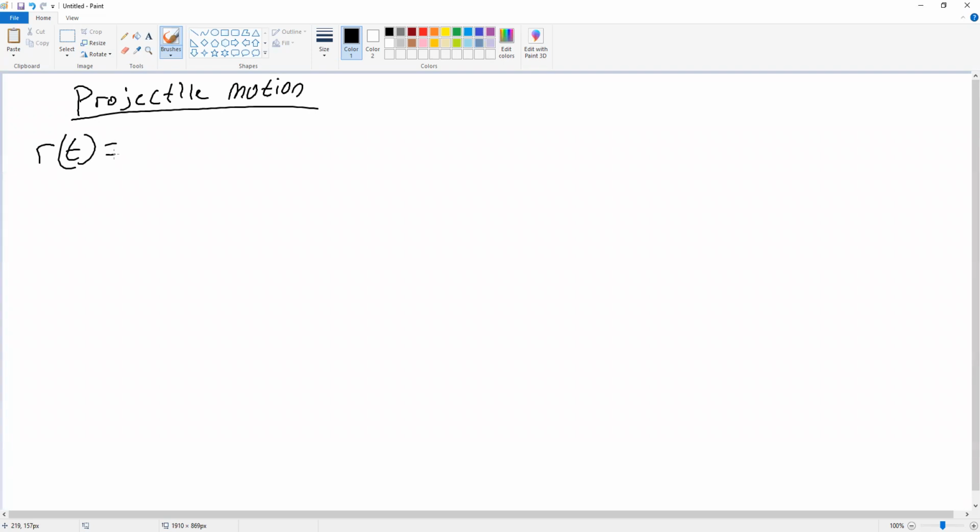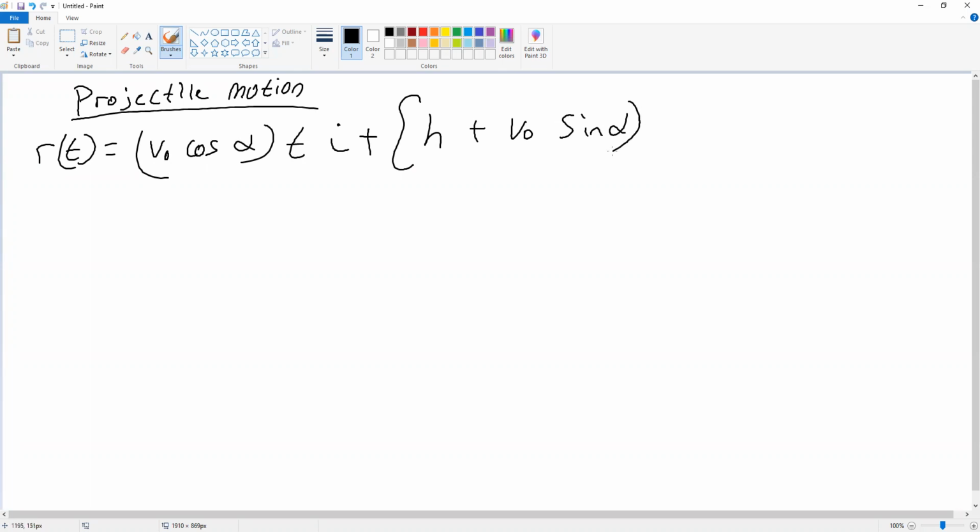Alright, so let's talk about projectile motion. So it's going to be V naught cosine of alpha t in the i component, plus h plus V naught sine of alpha t minus 1/2 g t squared. And let's just do a j component. Well, keep it simple, stupid.